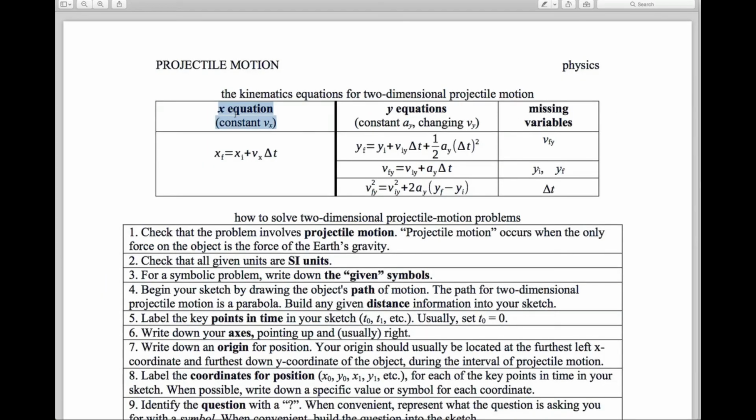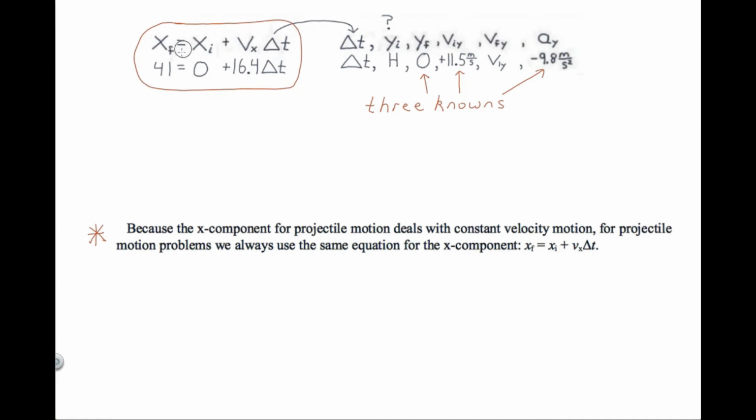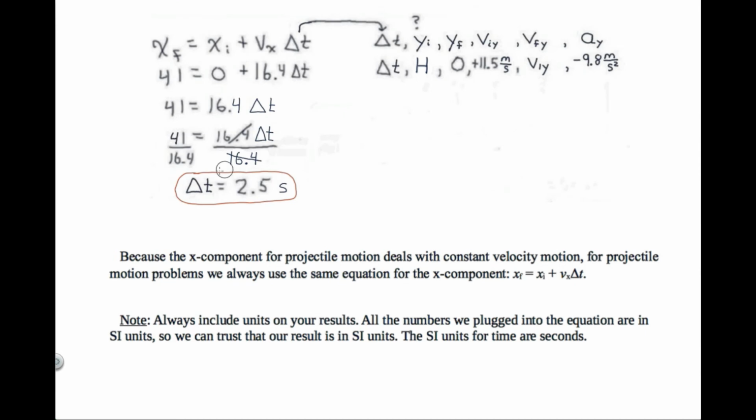Because the x component for projectile motion deals with constant velocity motion, for projectile motion problems, we always use the same equation for the x component. X final equals x initial plus v sub x delta t. In our projectile motion setup, we substituted values for x final, x initial, and v sub x. So there's only one unknown left in this equation, delta t. So we're ready now to solve this equation for delta t. Our result is that delta t equals 2.5 seconds.